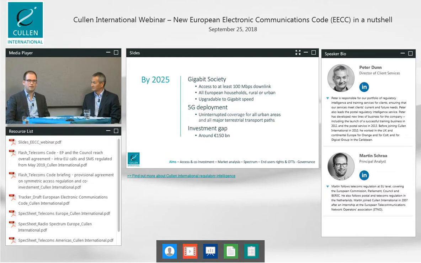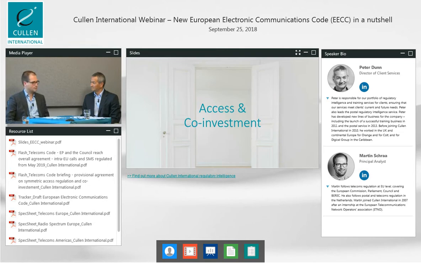And what we see is that there is an investment gap. Most money to realize the ambitions for the gigabit society and 5G should be coming from the private sector. This investment gap amounts to about 150 billion euros, and that is just for the additional targets. So the code tries to create the incentives for operators to invest. And we will now have a look at a few of those.